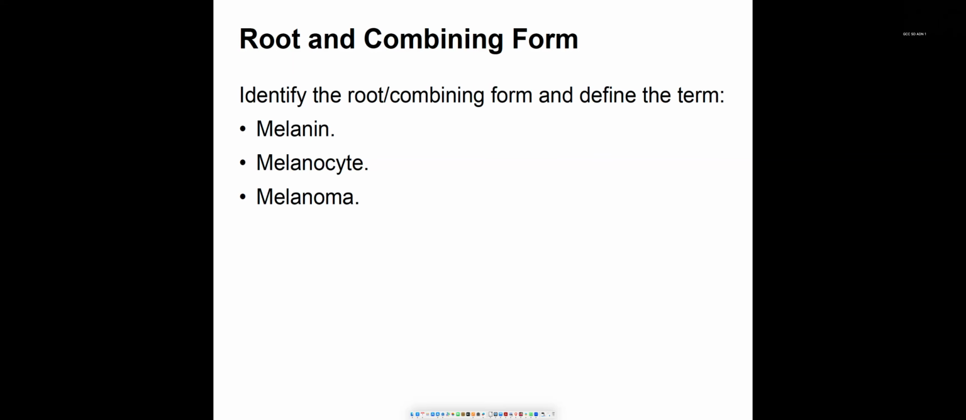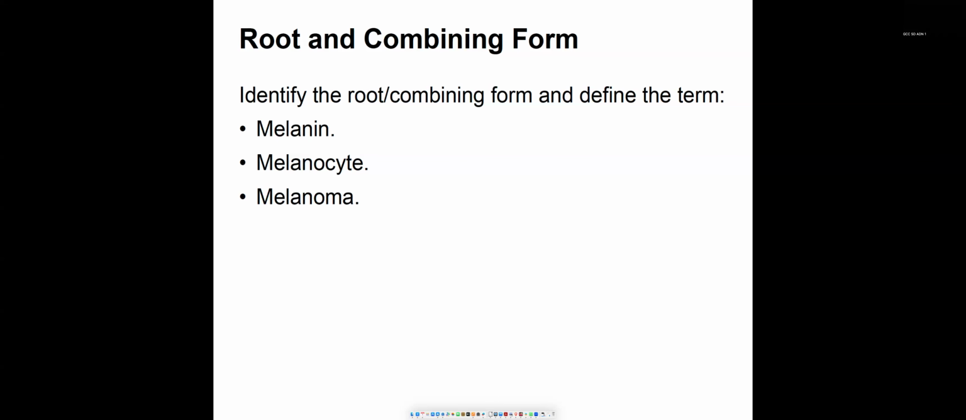Melanocyte. So the root combining form is again melan, right? But here you have a different suffix. It's site. And if you remember, site refers to a cell, in this case a functional or mature cell. So a melanocyte is a pigment-producing cell located in the stratum basale of the epidermis. These cells synthesize melanin, which determines skin tone and provides ultraviolet protection.